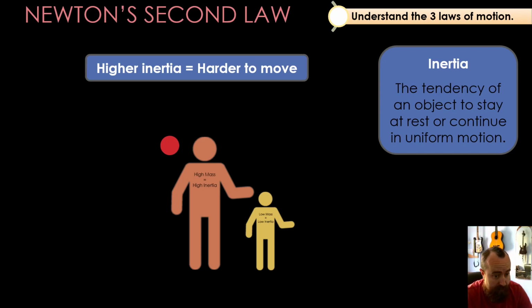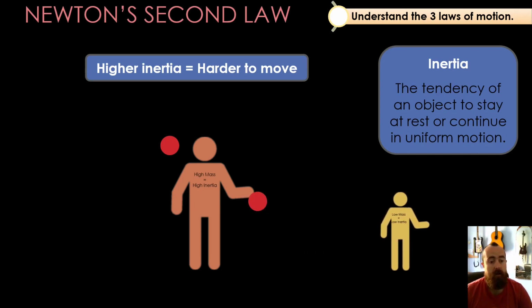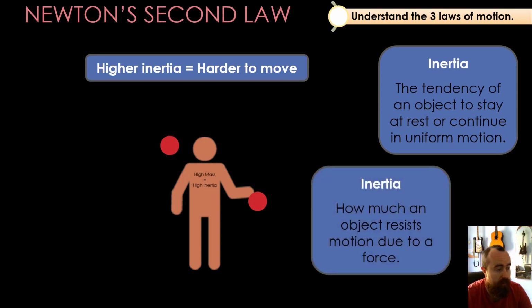Now this smaller person has a lower mass, and so therefore a lower inertia. So when I chuck that same ball with the same force, along comes the ball and, oh my gosh, they've been moved an awful lot. Because they have a low inertia, they are easier to move. So inertia: how much an object resists motion due to a force.